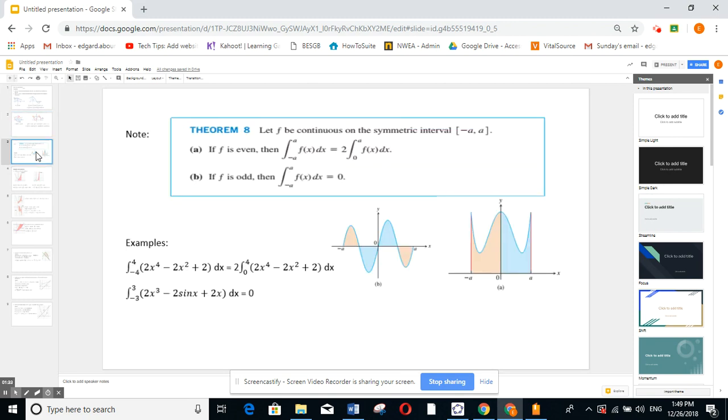Before we start the area calculation, I need to tell you, if the function is even and you want to find the area from minus a till a, it's the same as finding 2 times the area from 0 till a. No need to find from minus a till a, because the function is even. And to recall, what is an even function? If you replace x by minus x, nothing will change.